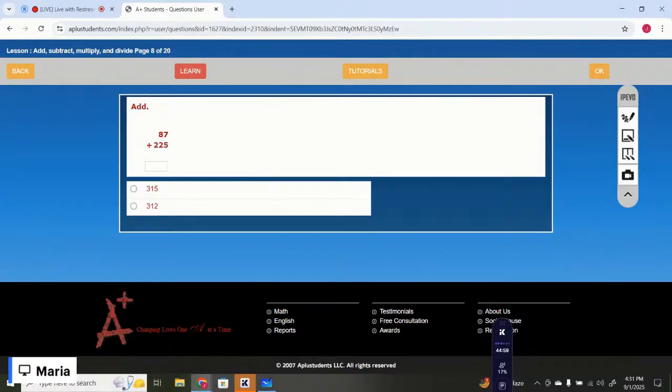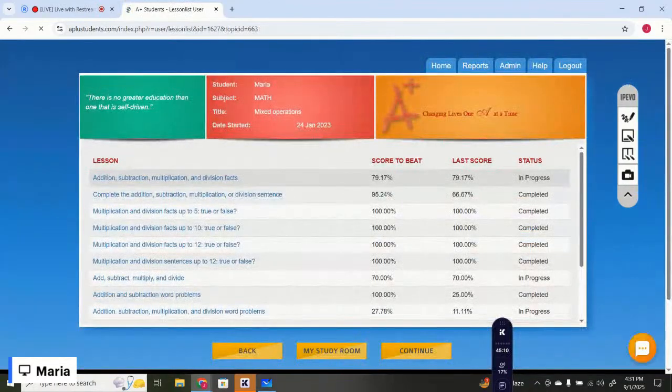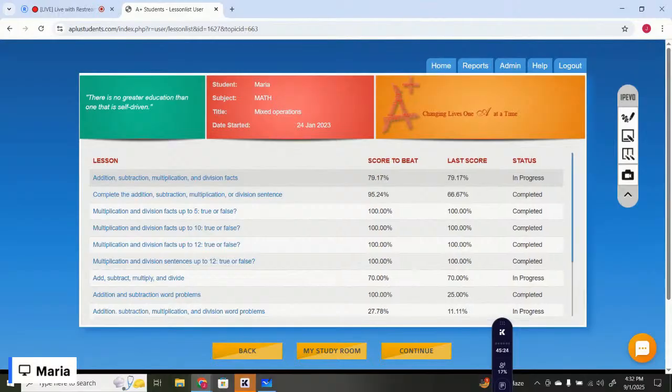87 plus 225. That is 312. Option 2 is the correct option. The next lesson is addition and subtraction word problems. Let's just start with the lesson.